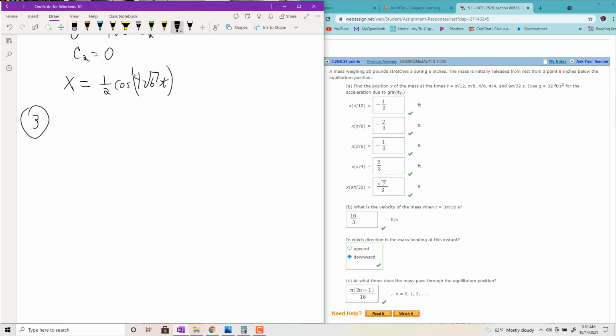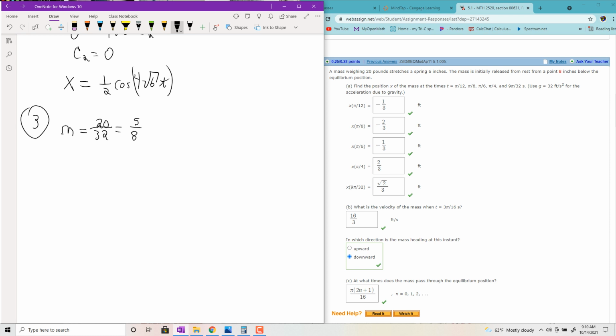So number 3, a mass weighing 20 pounds stretches a spring 6 inches. So the actual value for mass in slugs is going to be the weight 20 all over 32, the gravitational constant. Divide top and bottom by 4, you're going to get 5/8 for the mass, 5/8 slugs.